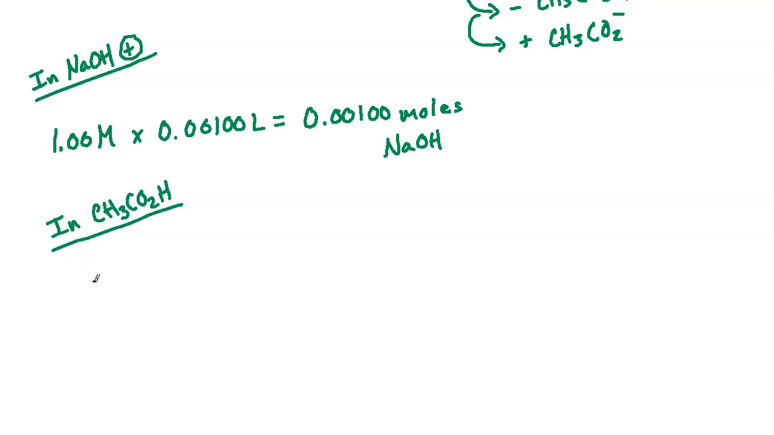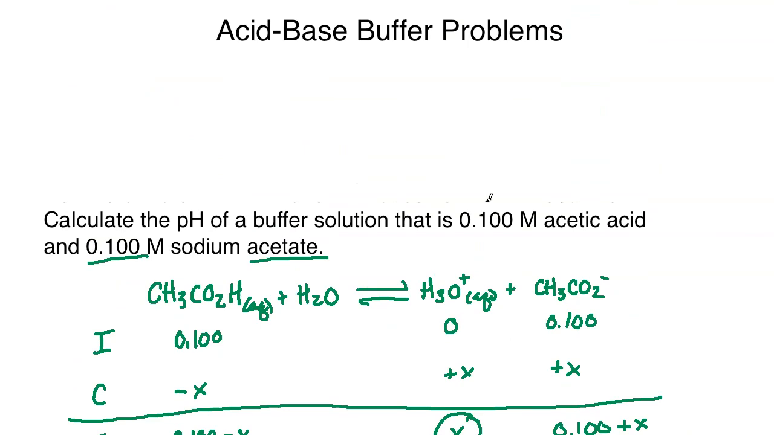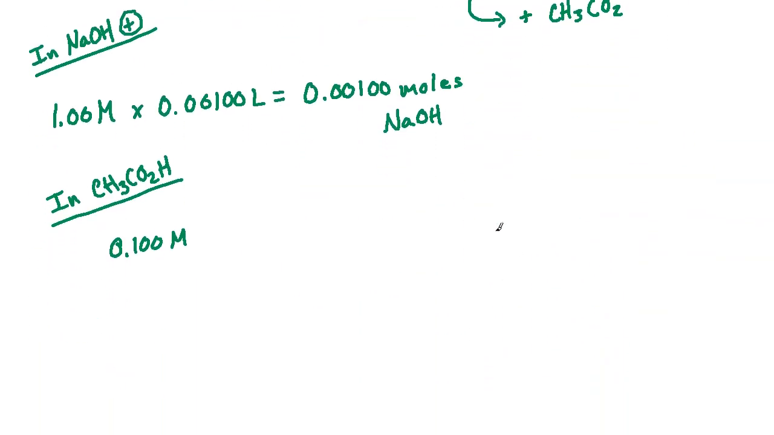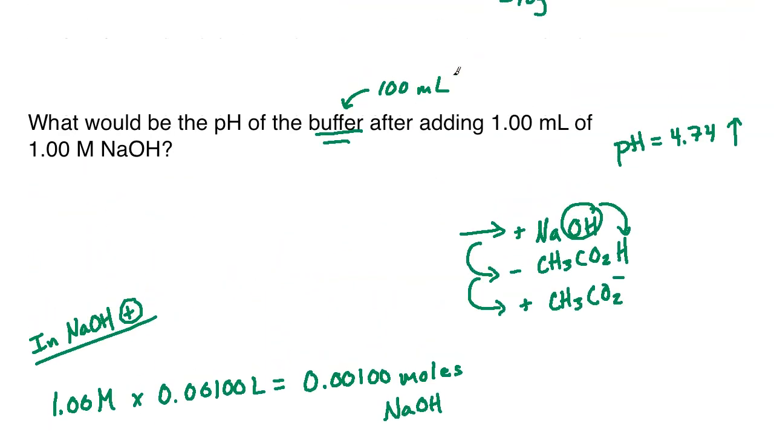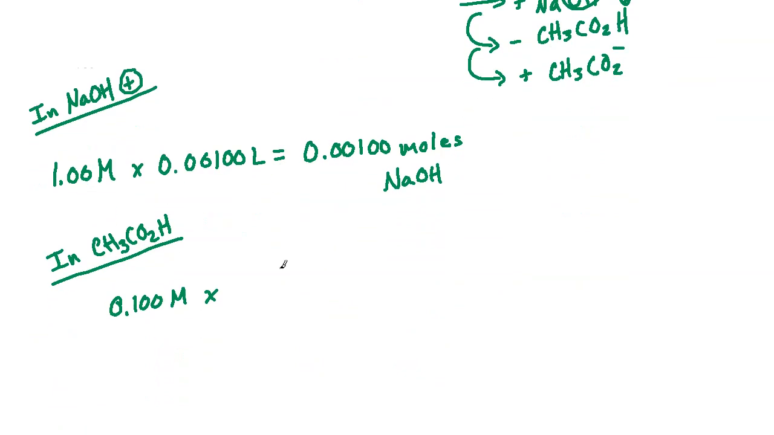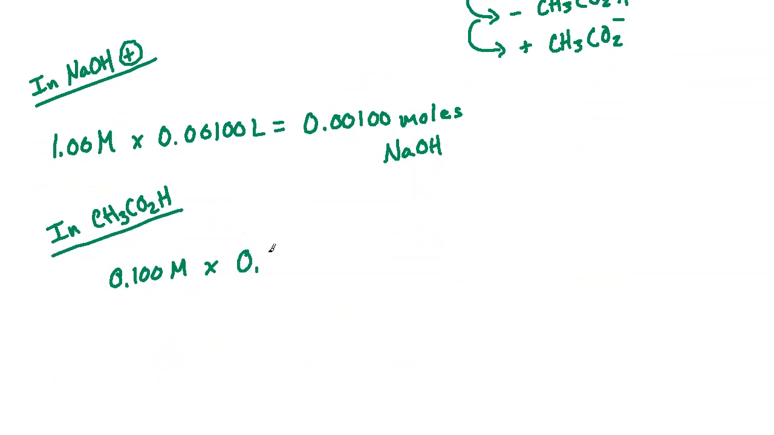Okay, so the initial acetic acid is going to be 0.100. This is coming from the first problem, right? So if I go all the way back up, this was the concentration that was given. We're still working with this buffer. Okay, and then I'm going to multiply it by the 100 mils, right? That's the part that I meant to put in there. So I have 100 mils of it.